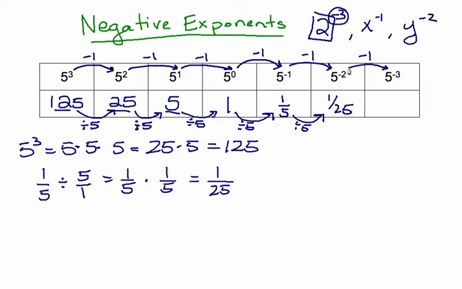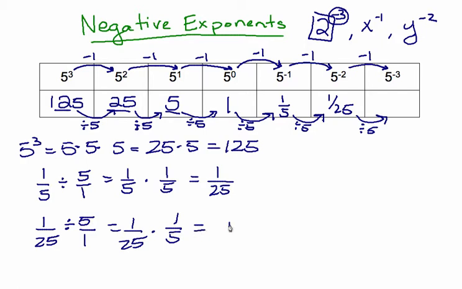And last but not least, we go down another exponent to 5 to the negative 3. We're going to divide by 5 again, and in this case we have 1/25 divided by 5, so same thing as divided by 5 over 1, 1/25 times the reciprocal 1/5 is going to get us 1 over, well, 25 times 5, we know from earlier, is 125. So this is 1/125th.